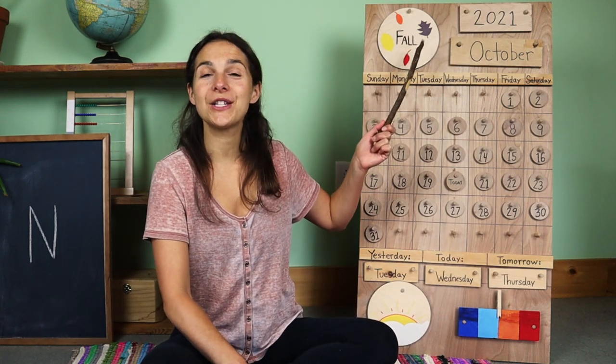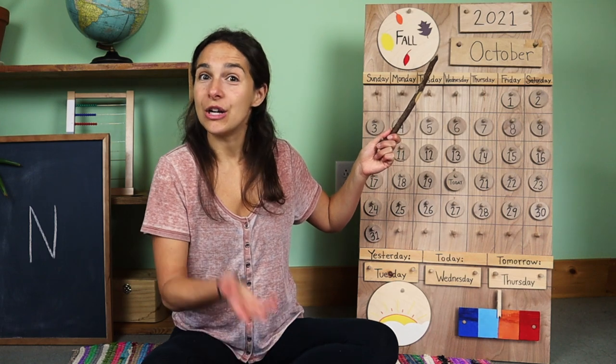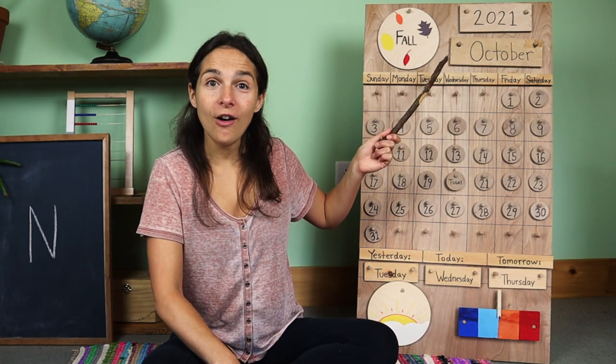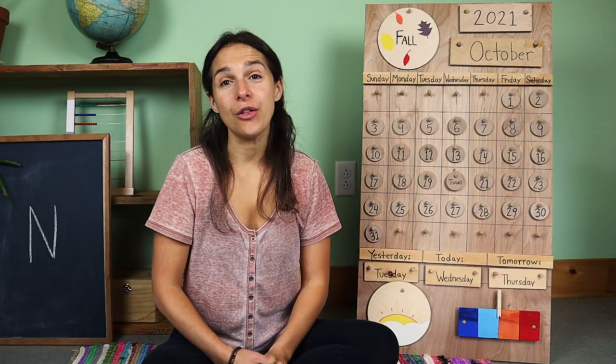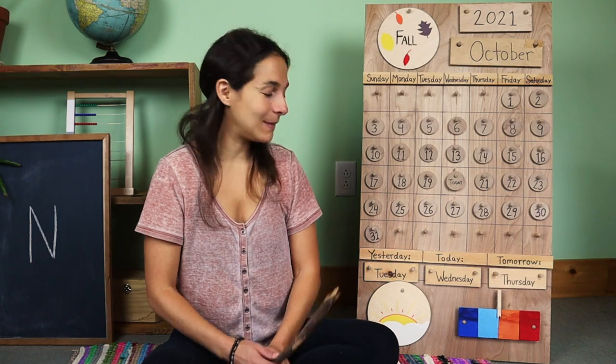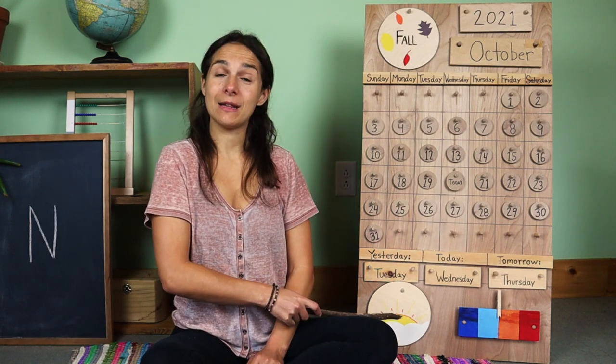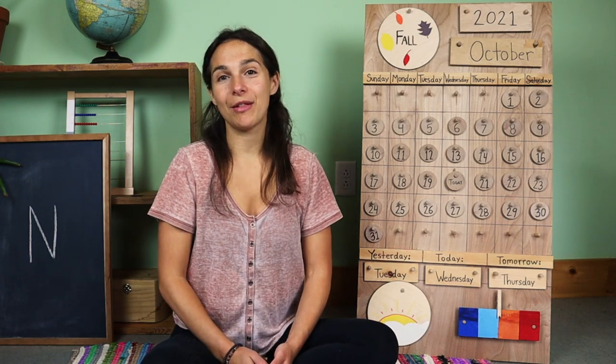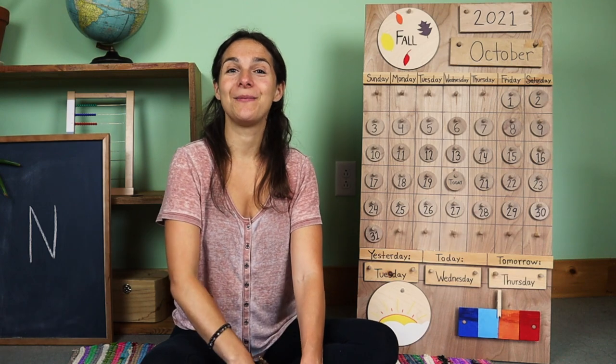Back up at the top of the chart, we have the season. Do you know what season it is? Fall, you're right. And another word for fall is autumn. Back down at the bottom of the chart, I have a picture of the weather. So let's sing the weather song together, and then we can talk about what we see outside of the window.